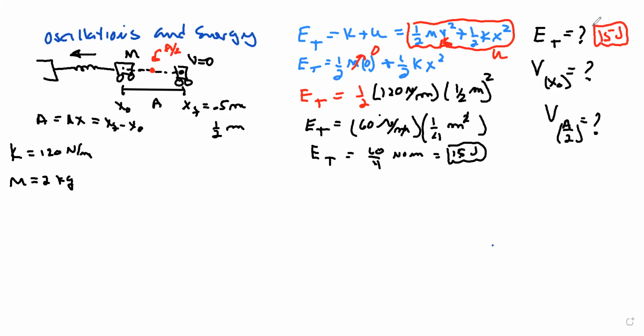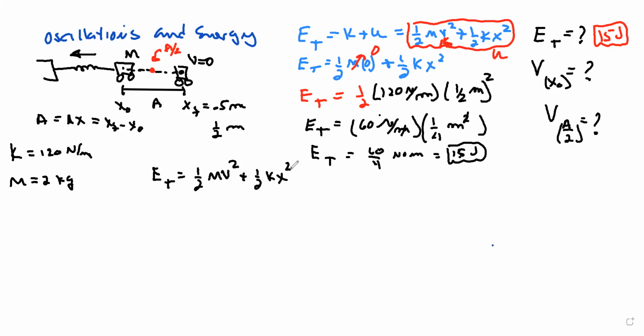Now let's calculate the velocity when you pass through the point x naught, the equilibrium point. We're going to use our energy equation again. The total energy is 1/2 of the mass times velocity squared, which is the kinetic energy, plus 1/2 k x squared.